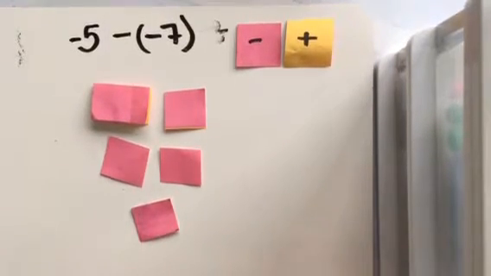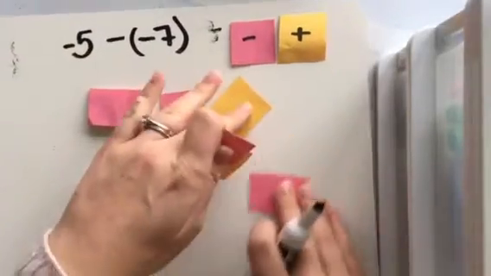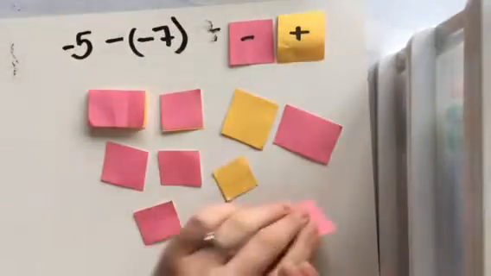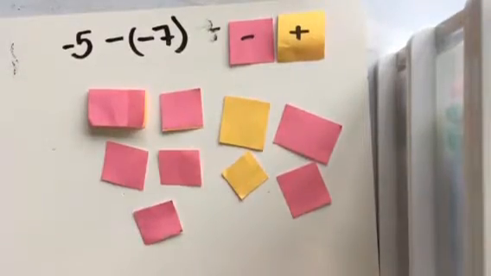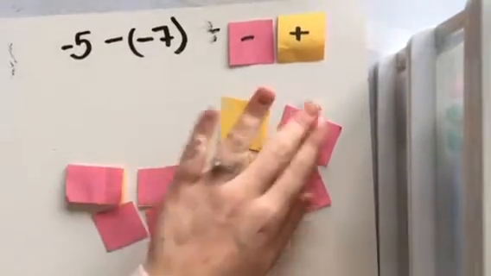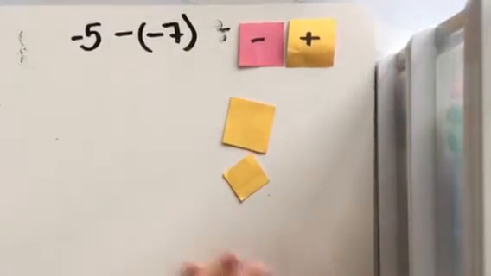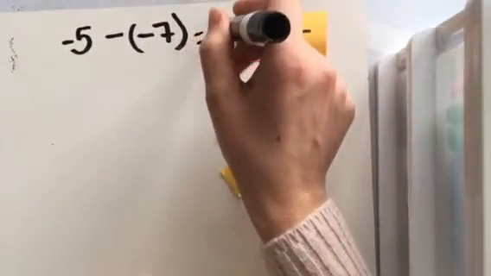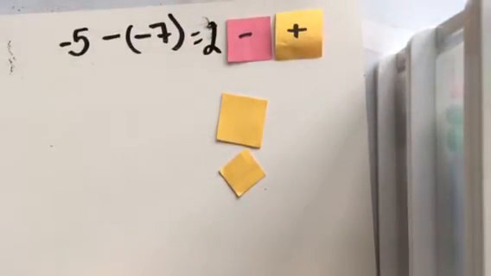So I need to add in 2 zero pairs, 1, 2, so that there's 7 negatives for me to take away. And now I can take away my 7 negatives, and I end up with positive 2. So that's my quick summary of how to subtract integers using tiles.